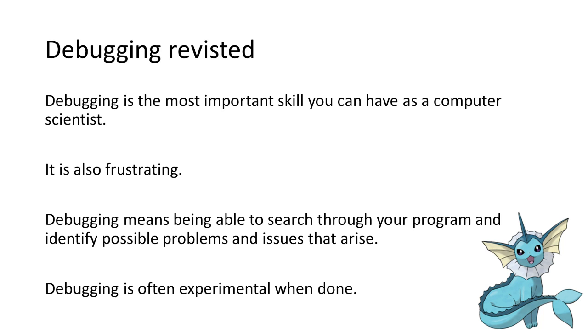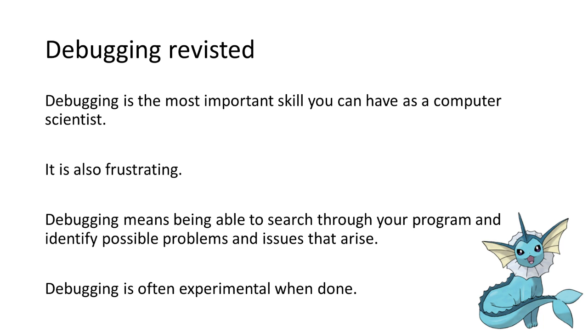Debugging is the most important skill you can have as a computer scientist. It's also a very frustrating process. The thing that separates the great computer programmers from the average computer programmers is their ability to quickly determine what the source of a bug is and correct it.